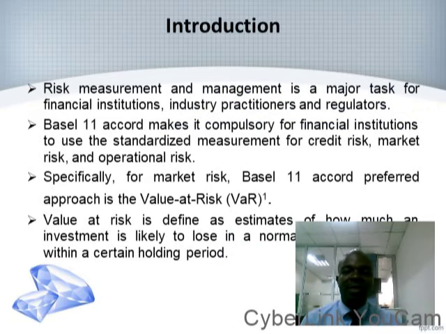Risk management and measurement is a major task for financial institutions, industry practitioners, and regulators. Basel II Accord makes it compulsory for financial institutions to use the standardized measurement for credit risk, market risk, and operational risk. Specifically for market risk, Basel II Accord's preferred approach is value at risk. The value at risk is defined as an estimate of how much an investment is likely to lose in a normal market within a certain holding period.